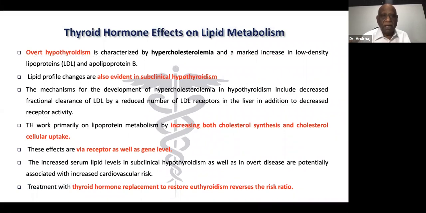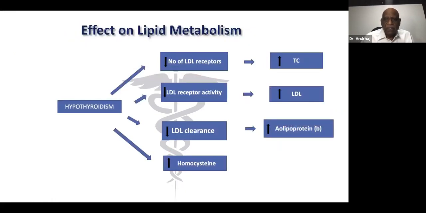And thyroid hormone and lipids. Overt hypothyroidism causes hypercholesterolemia. I mean, apolipoprotein B and LDL are also elevated. And lipid profile changes are seen not only in clinical hypothyroidism, but in subclinical hypothyroidism also. There is an increase in the cholesterol synthesis and cellular uptake. When thyroid hormone replacement is given, euthyroidism is restored and the cholesterol levels are also brought down. This is the effect of thyroid on lipid metabolism.